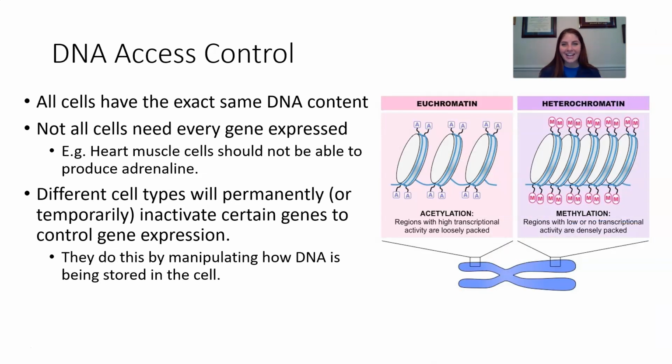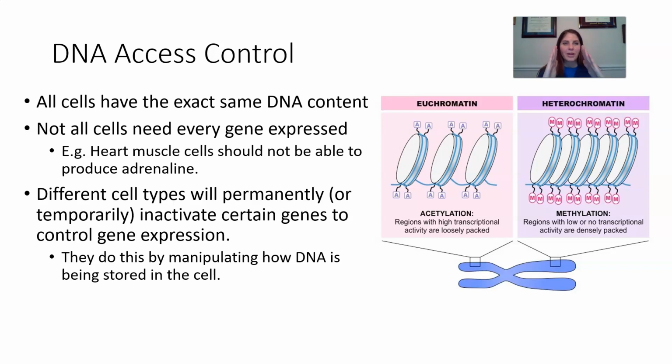So, DNA access control. All cells have the exact same DNA content, but not all cells need to express every single gene. For example, heart muscle cells shouldn't be able to produce adrenaline. So different types of cells will permanently or temporarily be inactivated or downregulated, turned off, to control that gene expression. And they do this by manipulating how DNA is stored in the cell. They do this in 2 methods. We have euchromatin and heterochromatin.